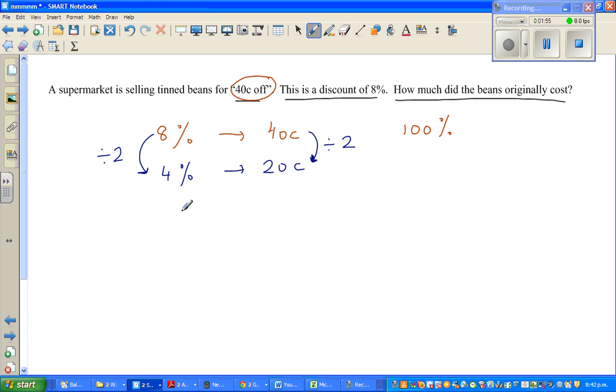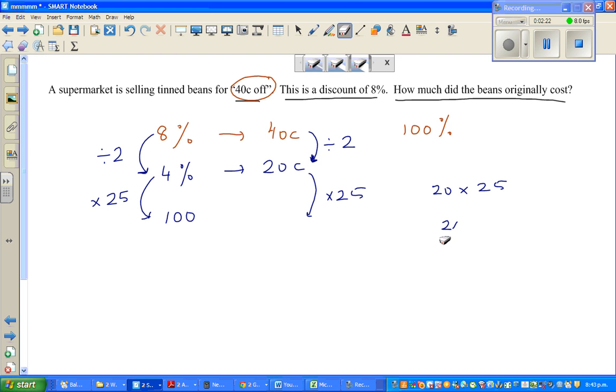So now I want to find 100%. So you should be good in your times tables. 4 goes in 100 how many times? Well, 4 times 25 is 100. So you do the same thing here, times 25. So 20 times 25. I don't know 20 times 25. So what can I do?